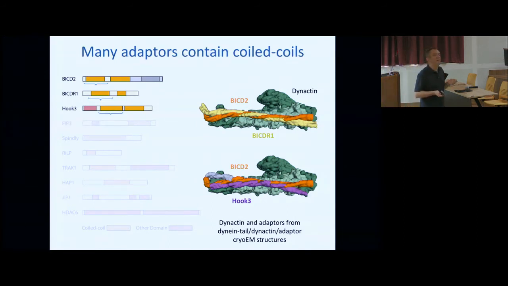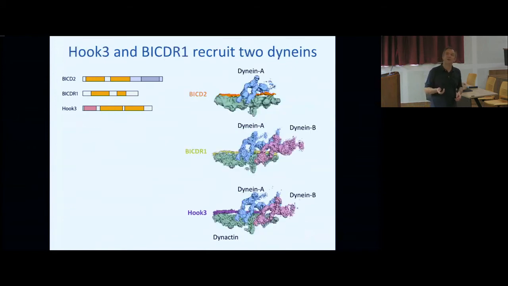But in some ways, the most surprising thing came when we looked at the dynein part of these structures. Because now, instead of just one dynein, which we'd seen in the case of BICD2, these two adapters now recruit two dyneins parallel to each other on the filament. And I was very excited about this because there were some hints in the literature that both of these adapters move maybe twice as fast as BICD2.